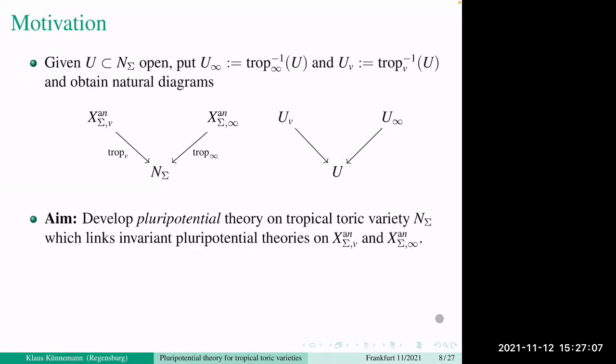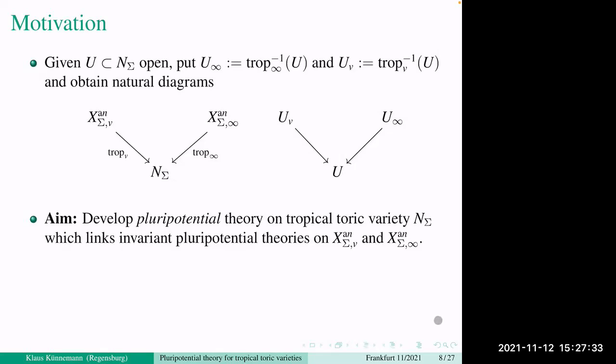Our aim is now to develop a pluripotential theory for these tropical toric varieties, which links the pluripotential theory here and the pluripotential theory here. And of course, the pluripotential theory here should be linked to invariant objects here and here, invariant for the actions of these compact tori.